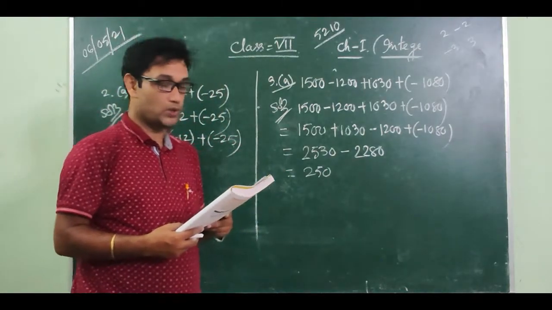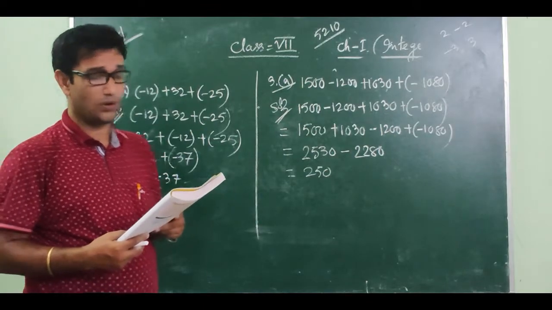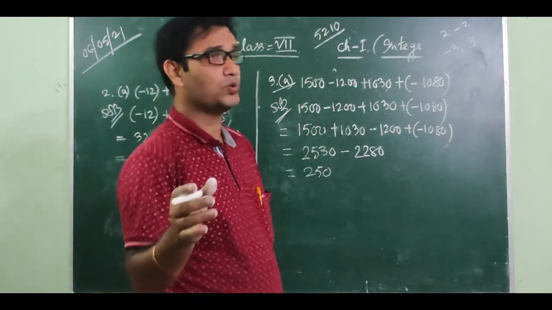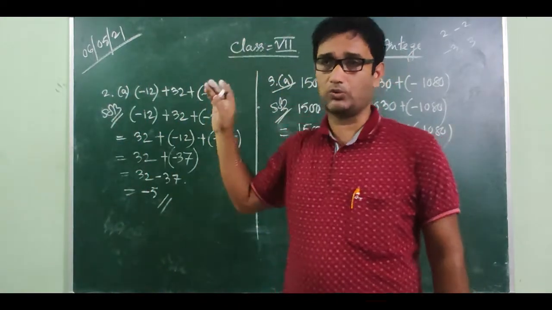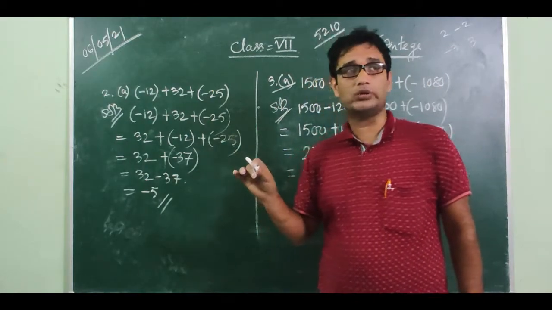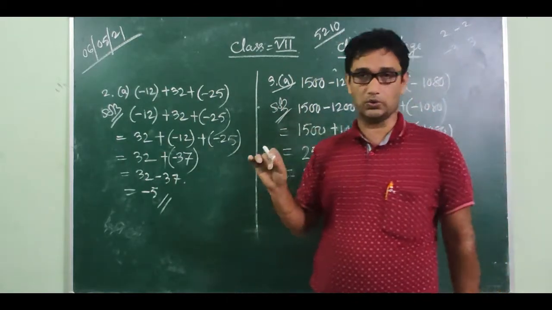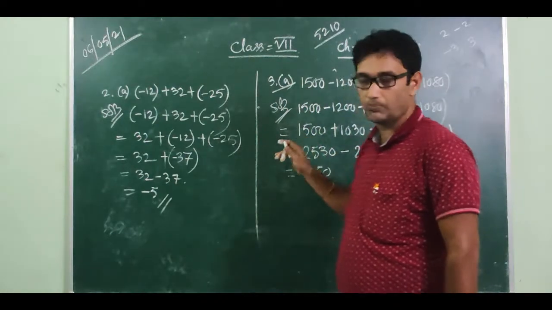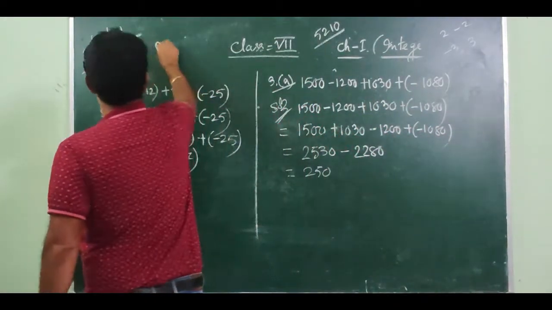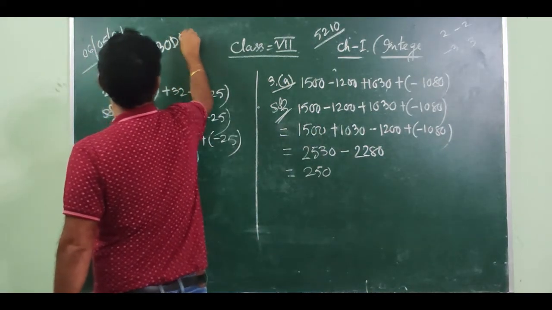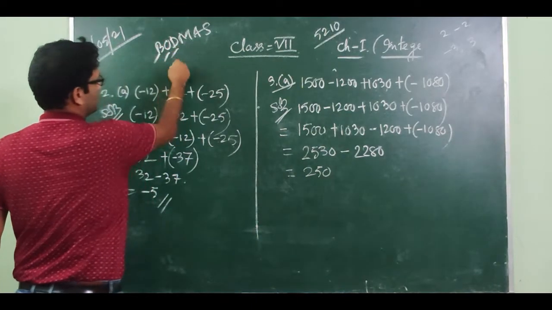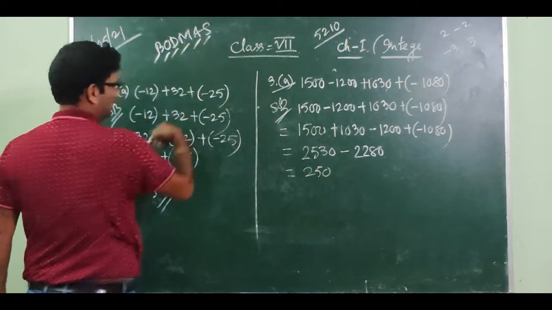Then you see question number 2. Simplify the following integers. You are going to simplify. So simplify, all of you know how to do. From class 5 onwards you know how to do the simplify. In simplification you have to follow the BODMAS rule. All of you know what is the meaning of BODMAS? Bracket, of, division, multiplication, addition, subtraction.